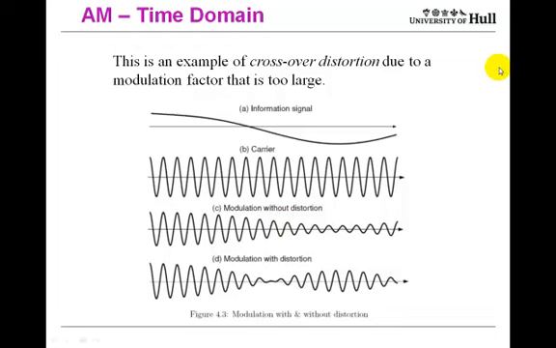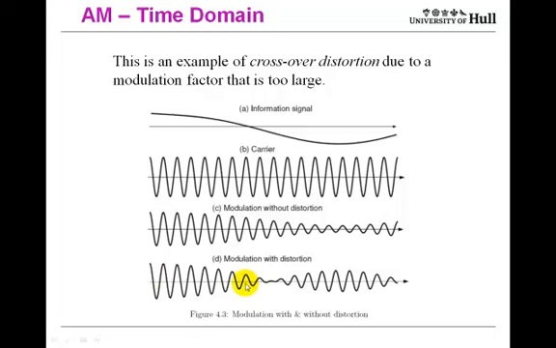So these graphs illustrate the problem of crossover distortion. The first graph is an information or message signal which has both a positive and a negative part to it. Now this is commonly the problem with audio signals, which oscillate around a DC level of 0, and so for every positive lobe there's a negative lobe. The second graph is our carrier wave at some much higher frequency. Now if we multiply the message signal by the carrier wave, then we get this modulated signal at the bottom.